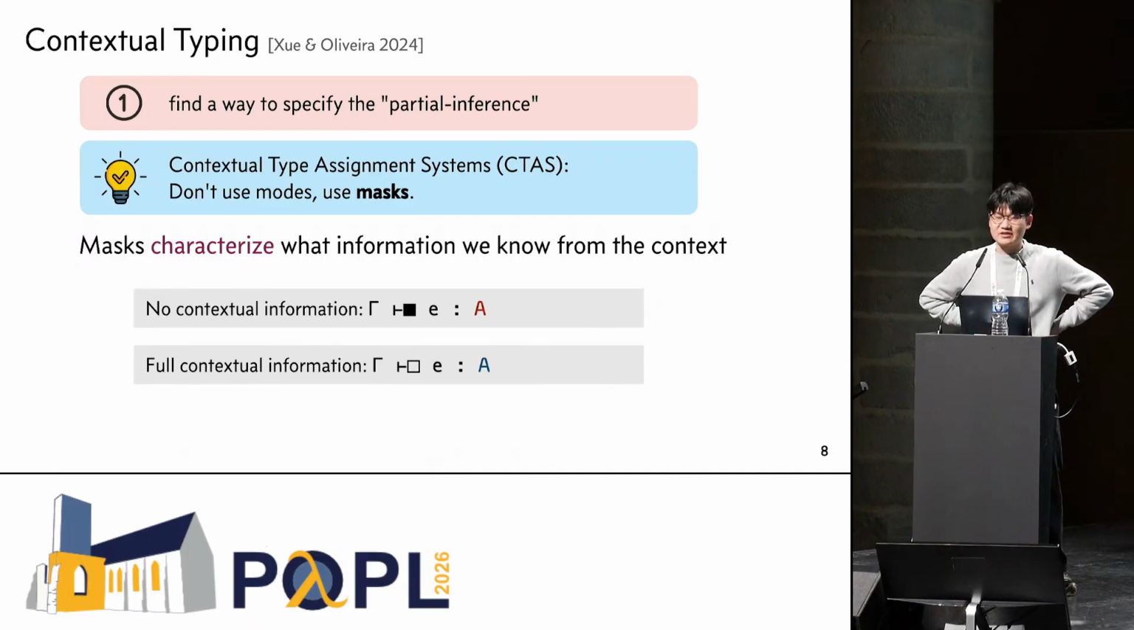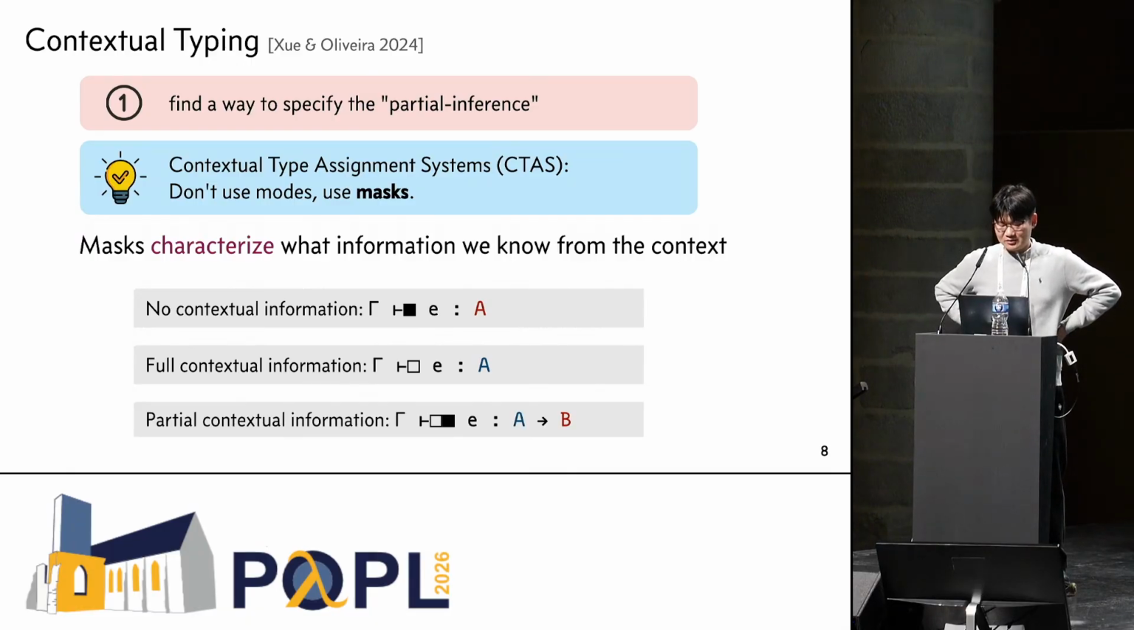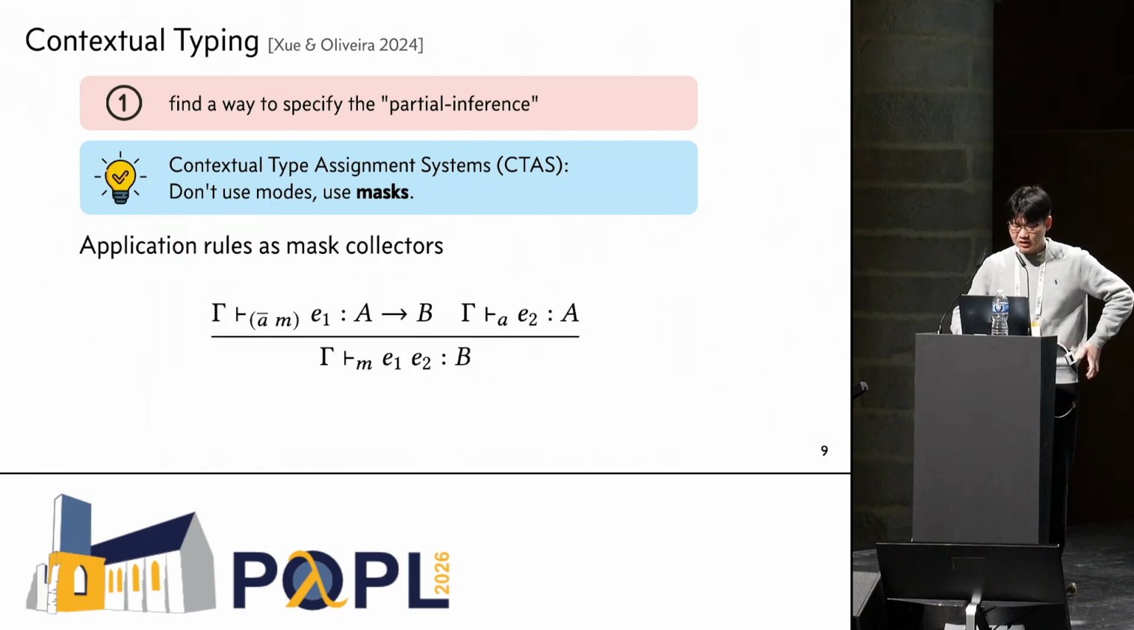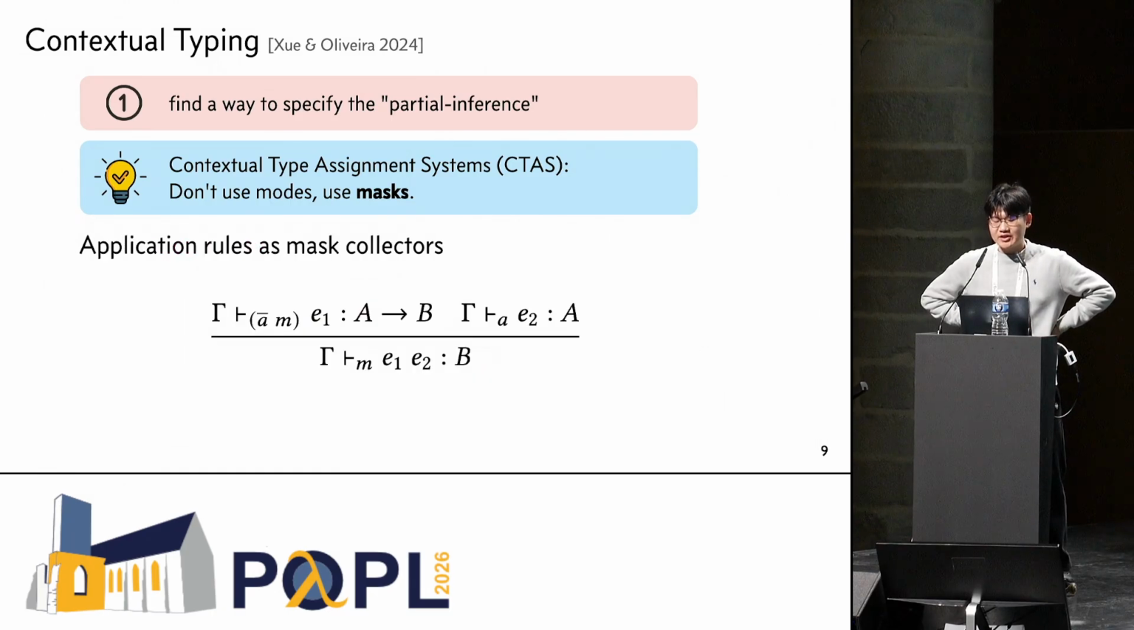If the mask is a transparent one, we see everything in the context. We use blue color to indicate A is fully known. What if the mask is a sequence, then transparent, then opaque, which indicates the partial that input type A is known, but B is unknown. Then we can write the application rule in this way.